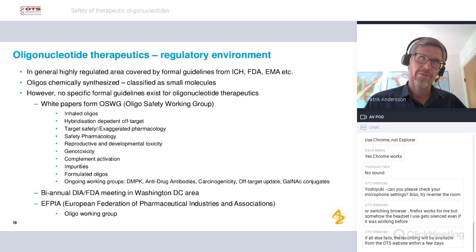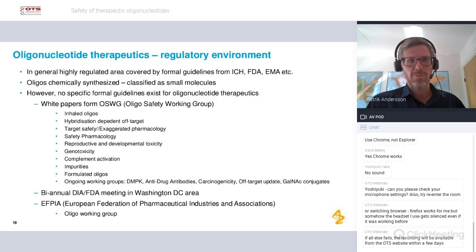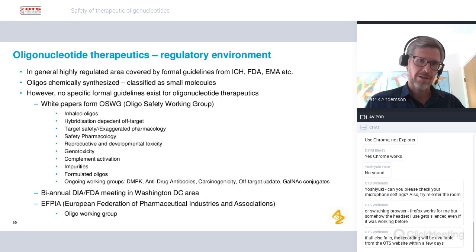Also another meeting point, I would say, that is highly valuable is the biannual DIA FDA meeting in the Washington DC area. There was one in late October last year, where industry and some academics meet up with mainly FDA folks, regulators in the area, discussing various topics. We also formed a small oligo working group within the EFPIA, European Federation of Pharmaceutical Industries and Associations, doing some work in this area.